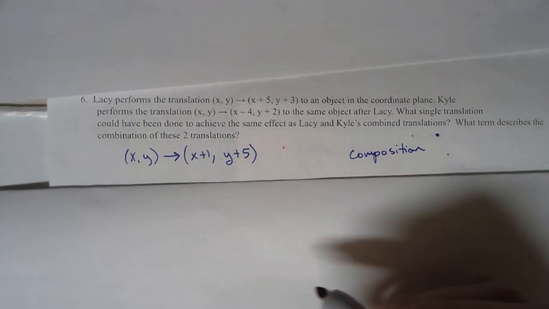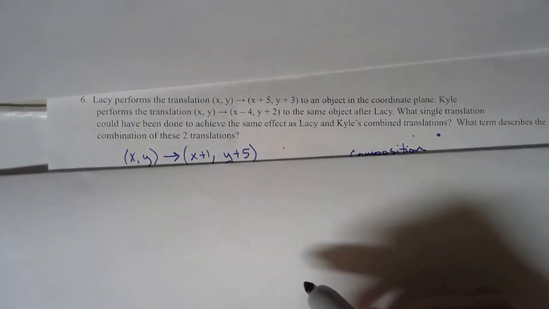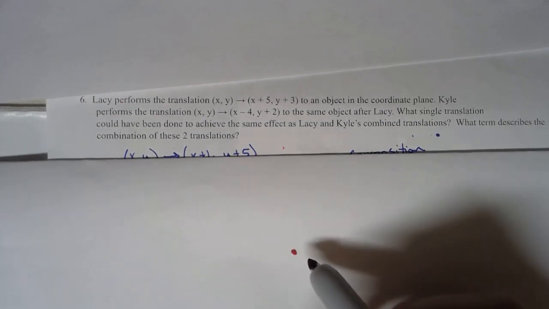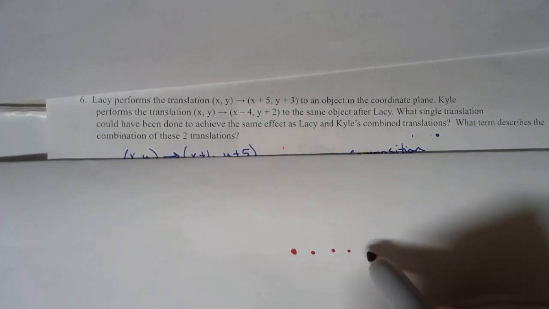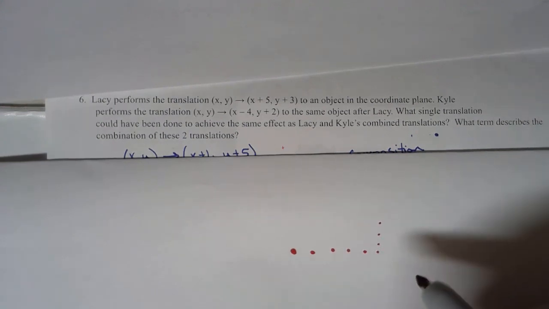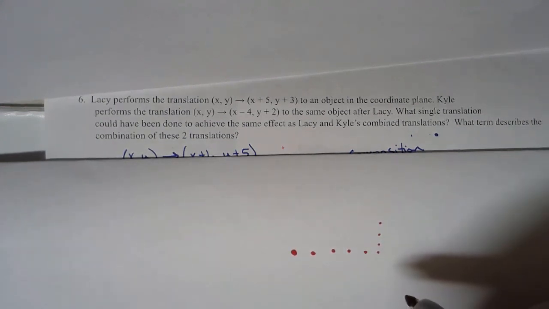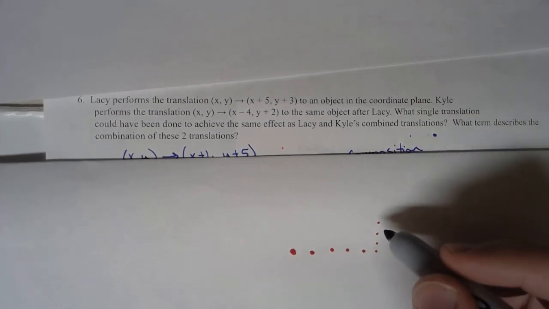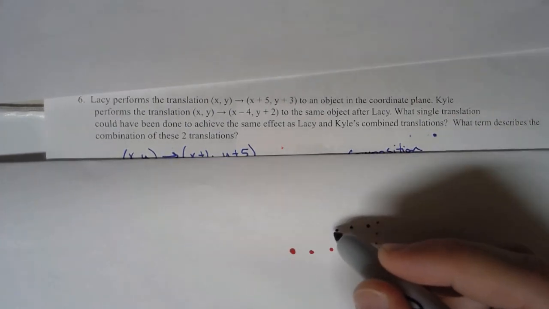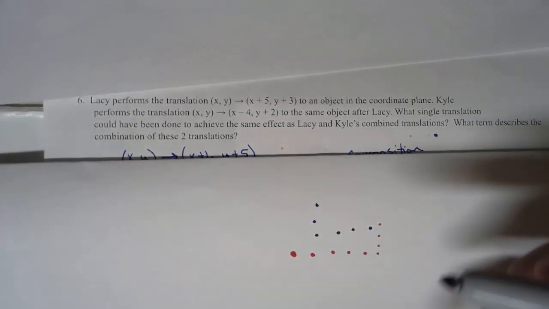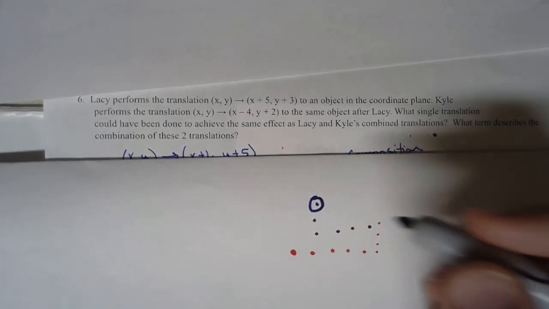Let's start right here. First, Lacey has to move it 5 to the right, so 1, 2, 3, 4, 5, and then up 3, 1, 2, 3. Okay, so that's where Lacey ended. And then Kyle decides to come over and move it. So he moved it back 1, 2, 3, 4, and then up 1, 2. So this is where we ended.